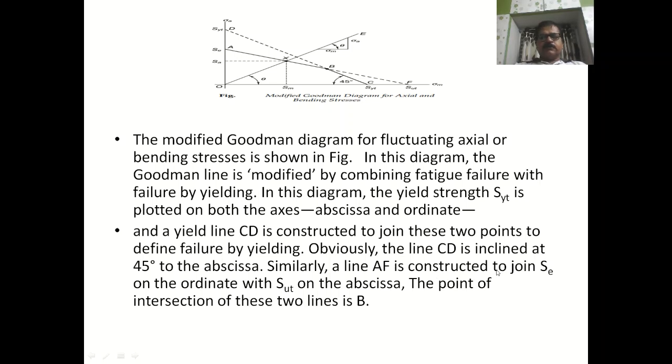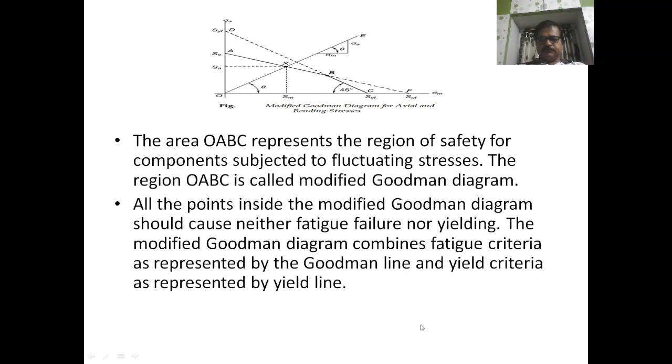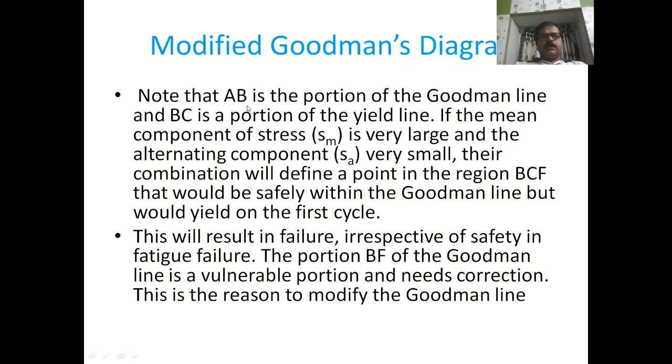Another line AF is constructed. You can see here AF and A. AF is constructed to join the endurance limit, SE, and the ultimate strength F. So here you can see the line joining the endurance limit on the y-axis and the ultimate strength on the x-axis. This is line AF. The two lines CD and AF intersect at point B. AB is the portion of the Goodman's line, whereas BC is the portion on the yield line.